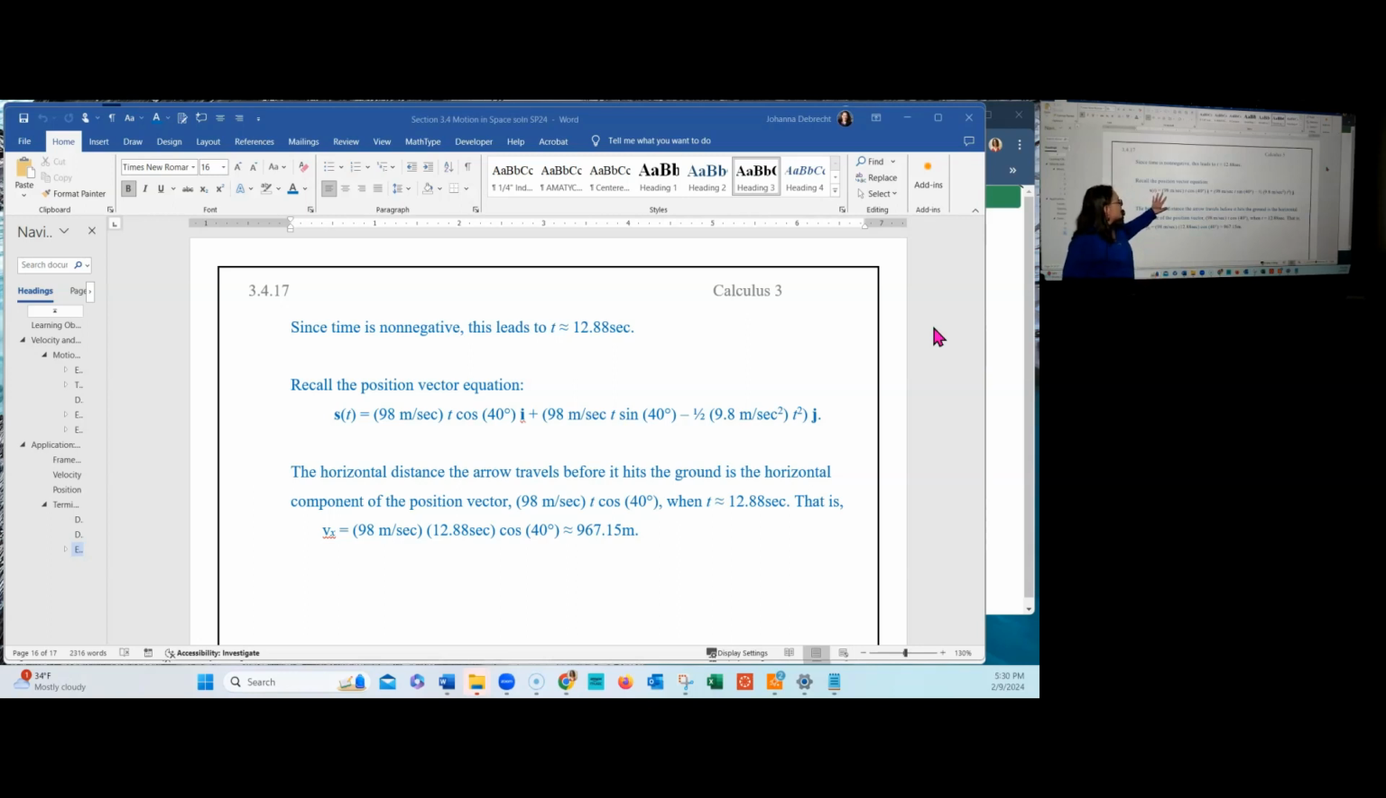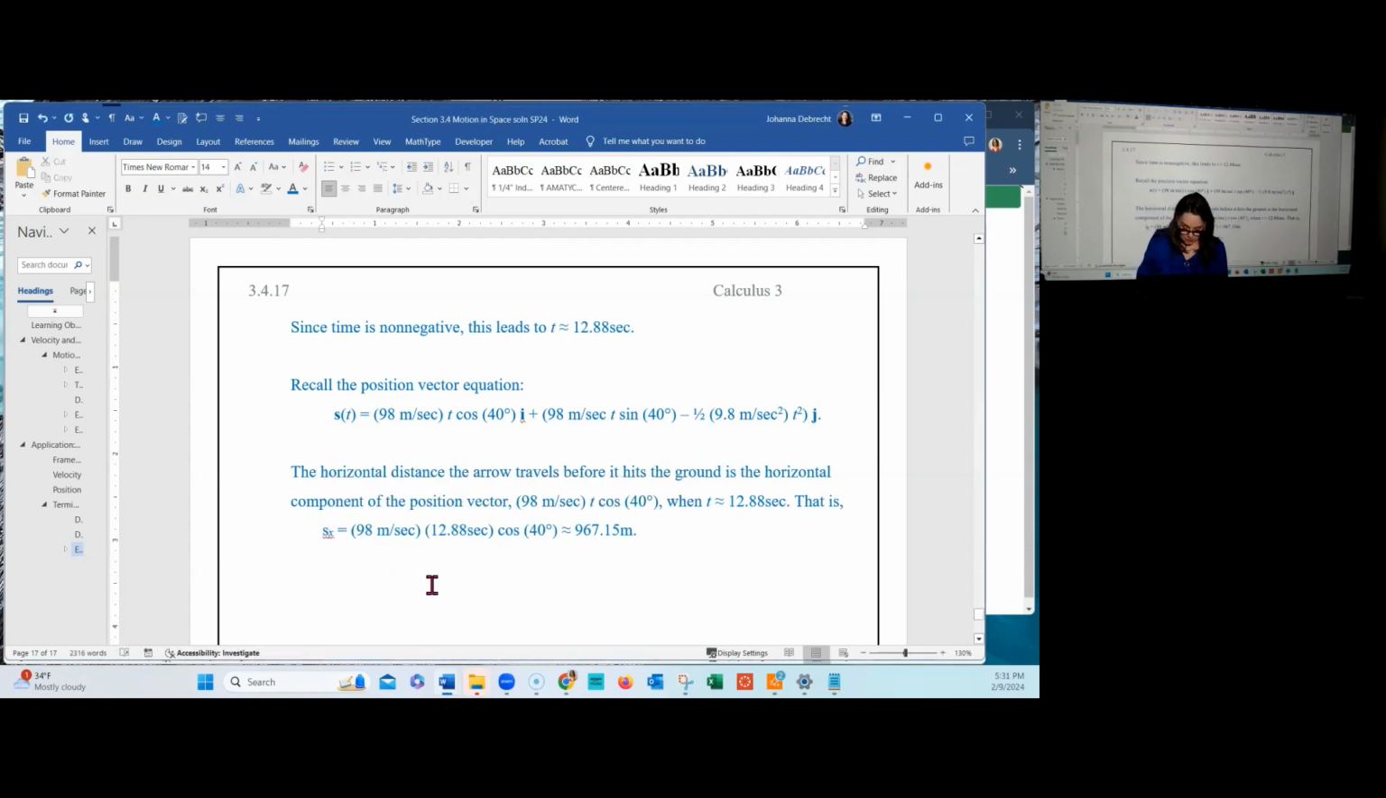Then you rewrite, of course, the position vector equation, the vector valued function, and you substitute in this approximate time of about 12.88 seconds. And when you're done, you end up with the horizontal component of the movement being about 967.15 meters. All right, so this would be the end of this particular problem. And this says v sub x, which it should be s sub x. So let's go ahead and make that change right here so that we make sure that we know it. This should be s sub x.